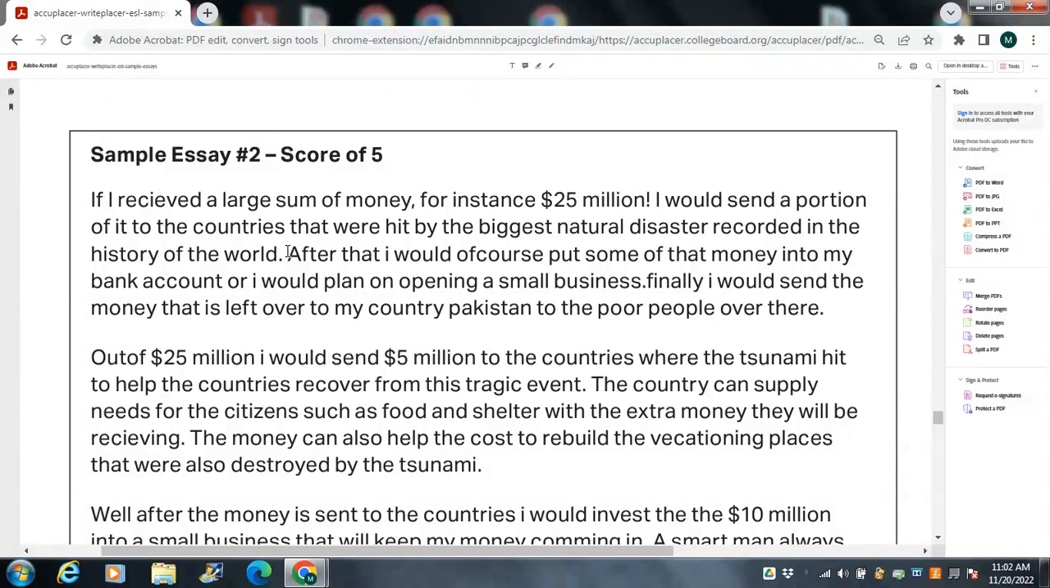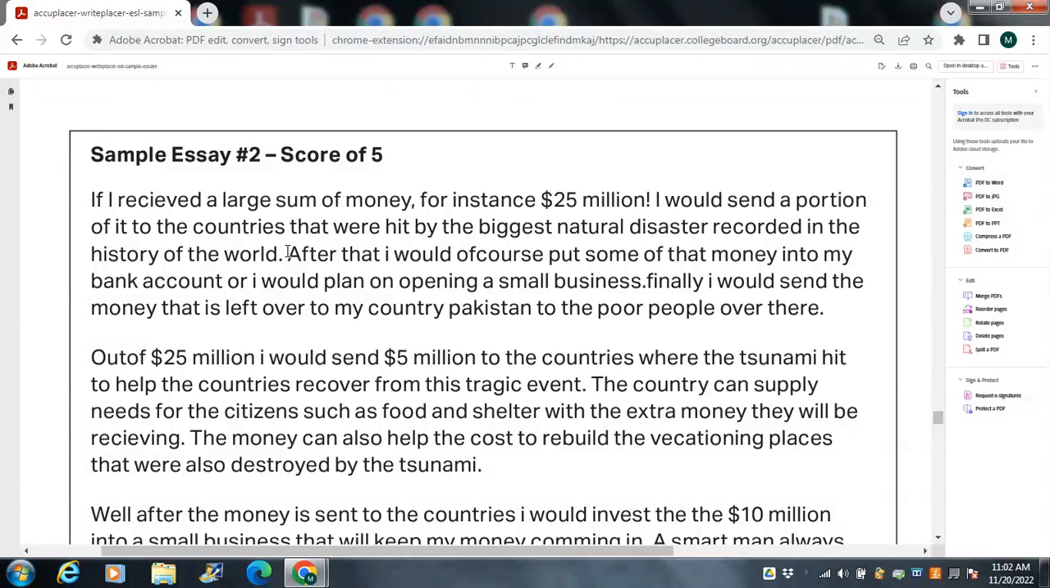I would send a portion of it to the countries that were hit by the biggest natural disaster recorded in the history of the world. So we know where that money's going to go. We know it's probably going to multiple countries. What we don't know is what the biggest natural disaster recorded in the history of the world is, which makes it interesting because we're left in suspense by the writer. And it makes it like, ooh, I wonder what is the biggest natural disaster recorded in the history of the world? We'll find out. And so I think that's really interesting.